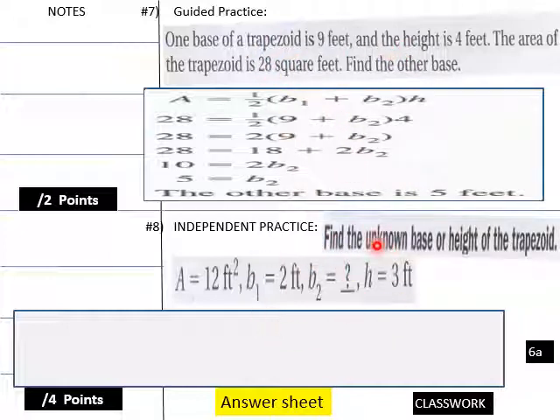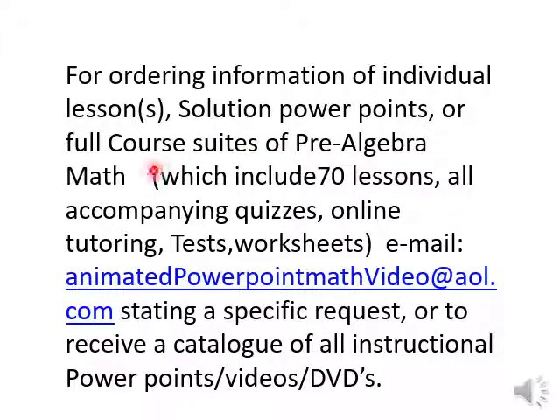So follow that strategy down here, students, and you should get it. And that is 10.3 Part 2 Pre-Algebra Math Classwork Lesson.